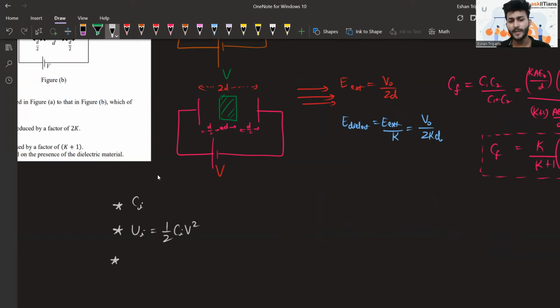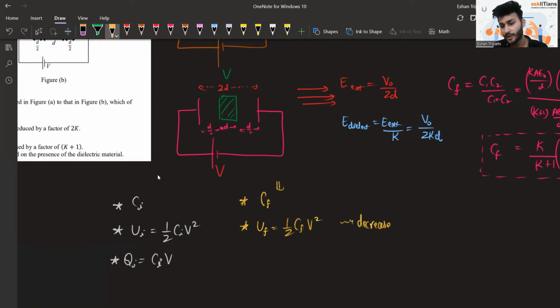And what is going to be the initial charge stored on this plate? For that we can say initial capacitance into V. Finally, this capacitance has decreased. You can see it is 1 upon K plus 1 of the previous value. So the final capacitance is Cf, and the final potential energy will be half Cf V square. The capacitance has decreased, which means the potential energy stored also has decreased. There is lesser potential energy stored now. And the charge also has decreased, Cf into V. This also has decreased.